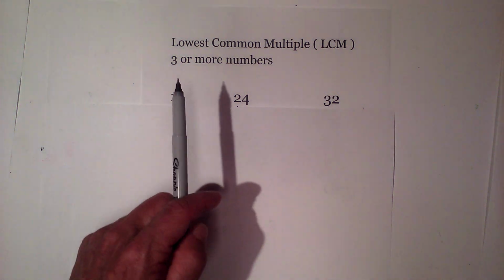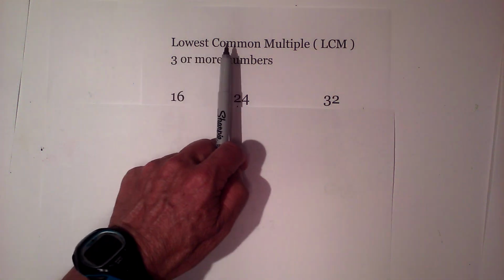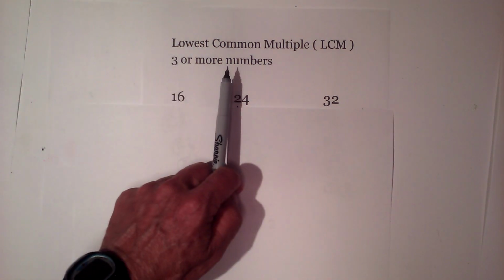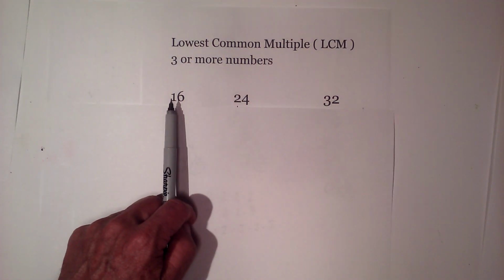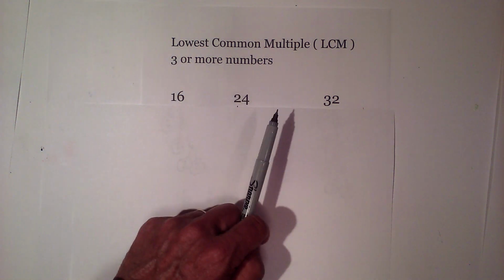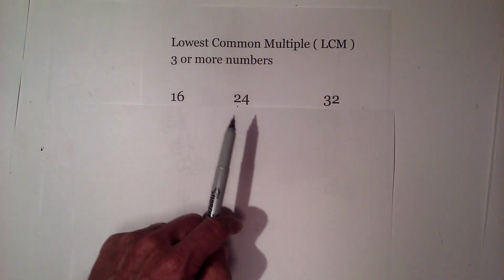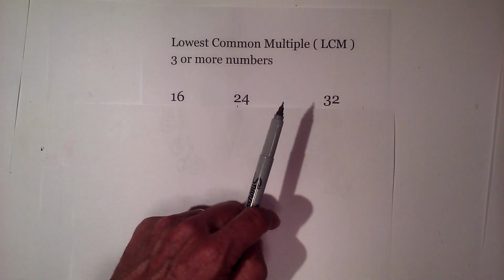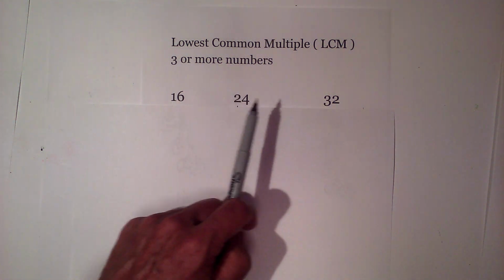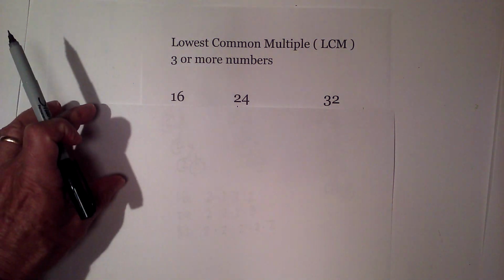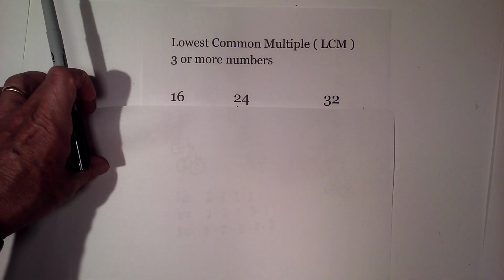In this video, let's learn how to find the lowest common multiple of 3 or more numbers. The lowest common multiple is the smallest or lowest number that these 3 numbers will divide into evenly. I always think of multiple, you multiply. So it's going to be either one of these numbers or a number greater than that. And I like to use a factor tree, and I'll show you how to.